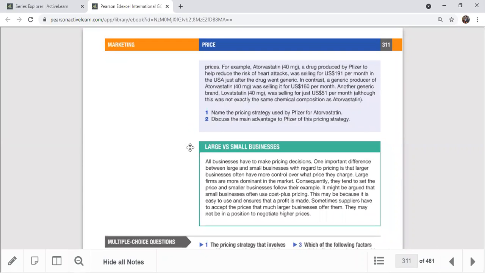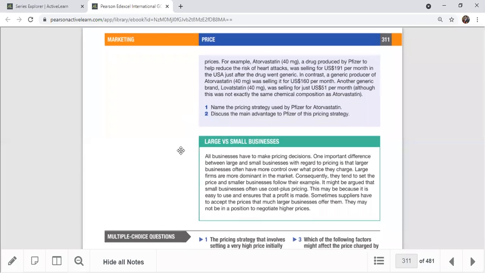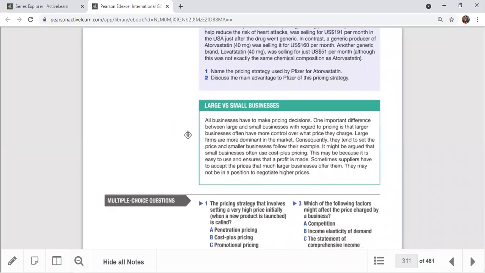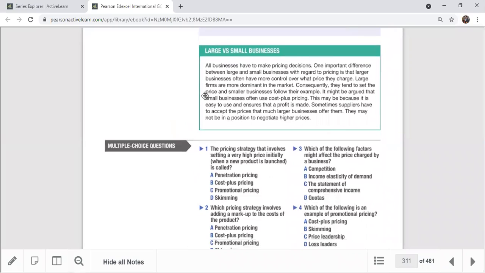Okay, so that's all about the pricing strategies in the textbook. Let's go to some questions. We can see large versus small business. Whether large businesses like multinationals and PLC, public listed companies, or small businesses like sole traders and partnerships, pricing is really an important decision for all of us. So businesses have to make pricing decisions.